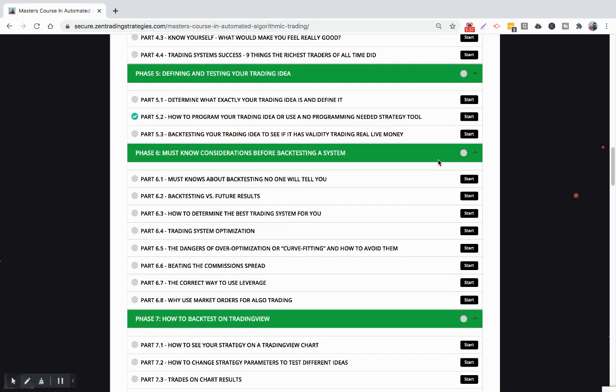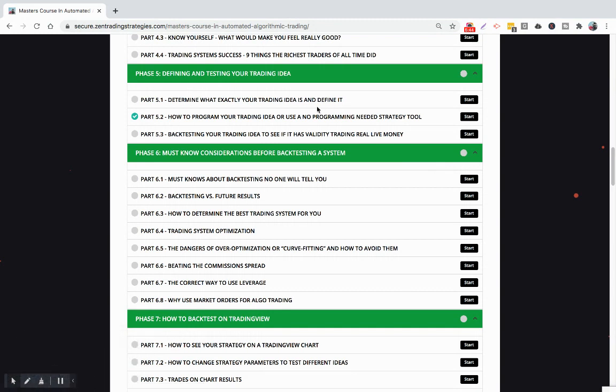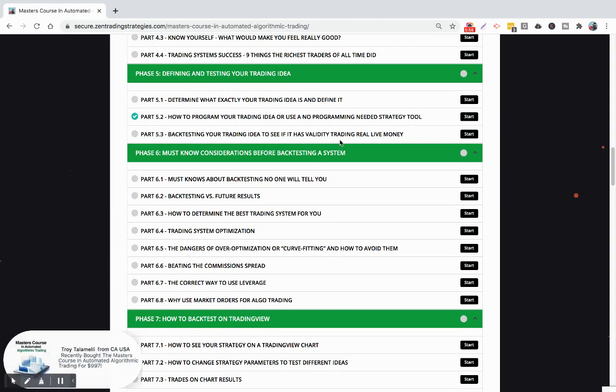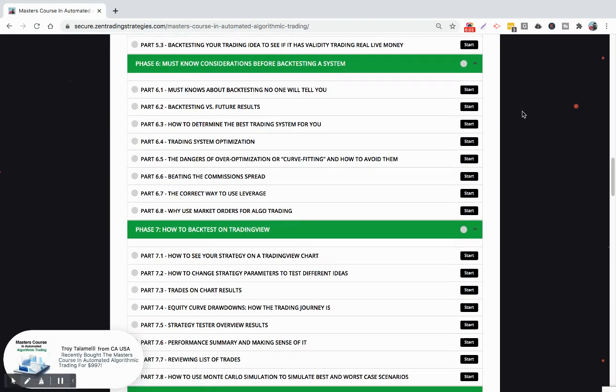And moving on, you'll learn how to define and test your trading idea, which includes to determine what exactly your trading idea is and how to define it. You'll learn how to program your trading idea if you want to learn how to program, or if you don't want to program, you can use a no programming needed strategy tool. You'll learn how to backtest your trading idea to see if the trading idea has any validity, before trading real live money. And you'll learn things about backtesting that you really won't learn anywhere else.